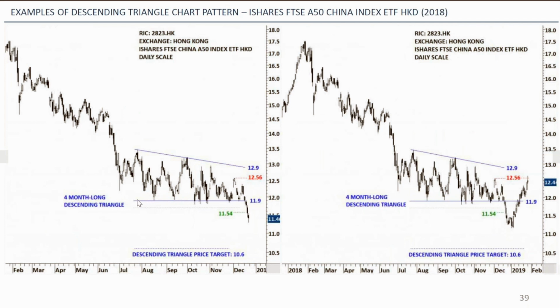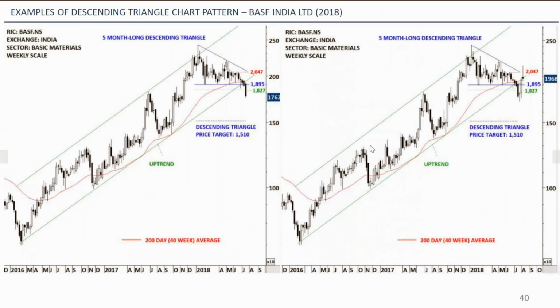Here we have another 4-month-long descending triangle on the daily scale. Breakdown takes place. It's a clear downtrend. We can easily expect this price to go down to the price target, but market conditions change. Beginning of 2019, some of the global equities started rallying, and this chart in Hong Kong reversed back above its chart pattern boundary and reached the chart pattern negation level.